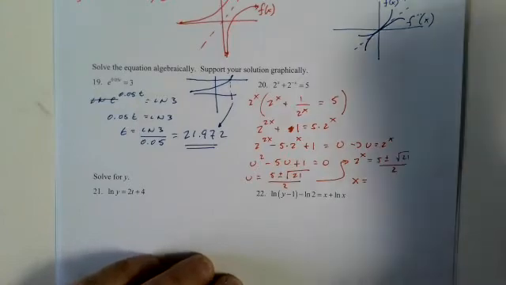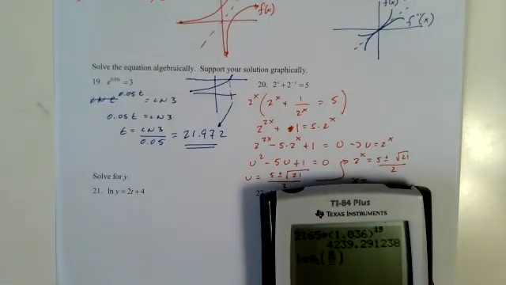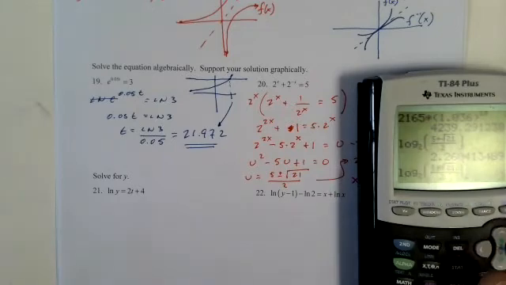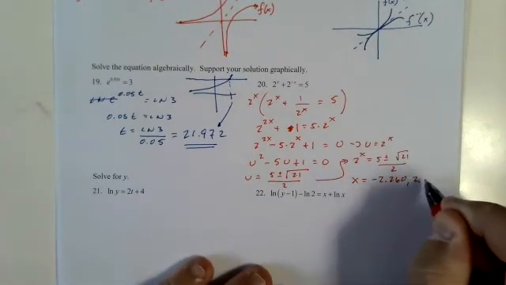I get x equals log base 2, right? Fraction, I don't know if you can see it, barely. 5 plus, can't do them both at the same time, square root of 21 over 2, 2.260. And then minus. Wow, cool, negative 2.260. Negative 2.260, 2.260.